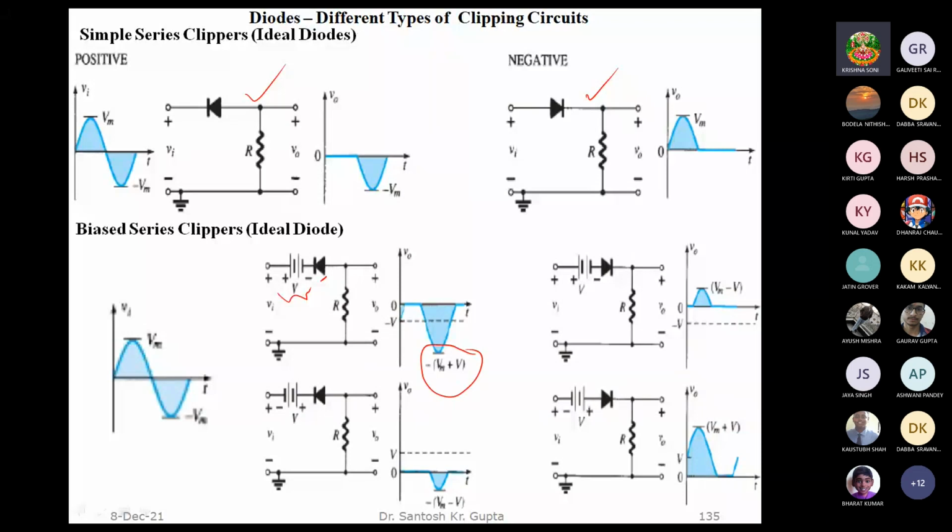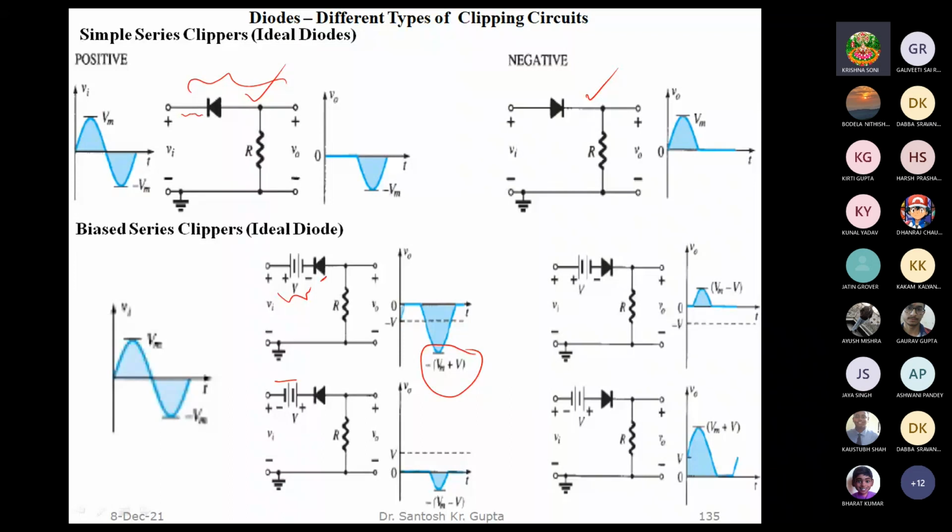This is an example of the series clipper circuit. It starts with the series connection of the diode and adds some potential source in series. Similarly, we can also take shunt clippers, and there too we can add some potential sources along with the diode to have the clipping of the signals at a desired level. That can also be done.